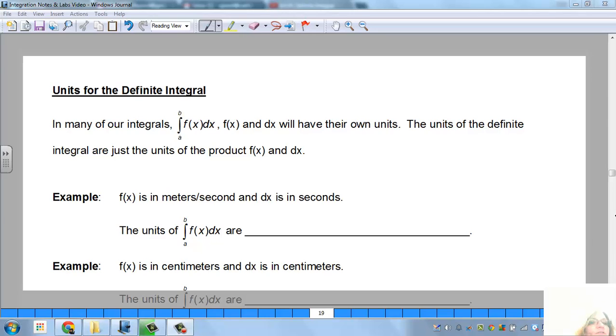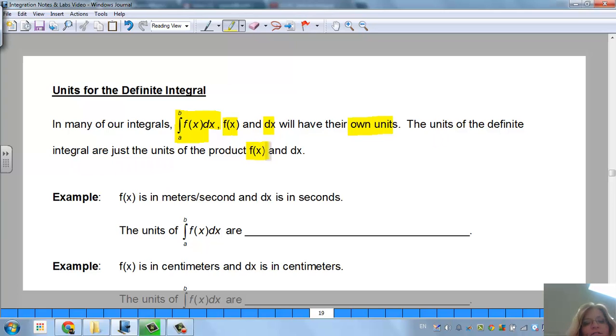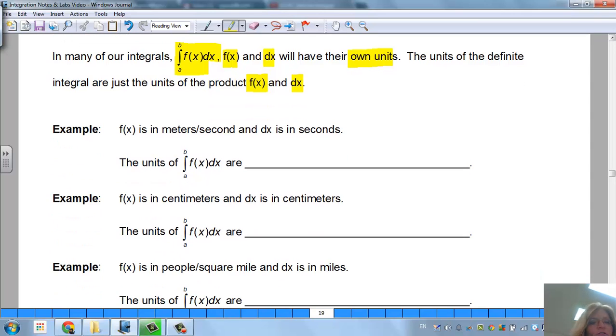This is our third video in the definite integral, and this video talks about units and properties of integrals. So, in many of our integrals from a to b of f of x dx, f of x and dx have their own units. The units of the definite integral are just the units of the product of f of x and dx. So let me show you a couple of these just so you'll know where the units come from.